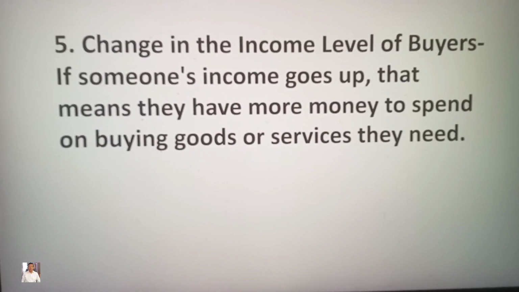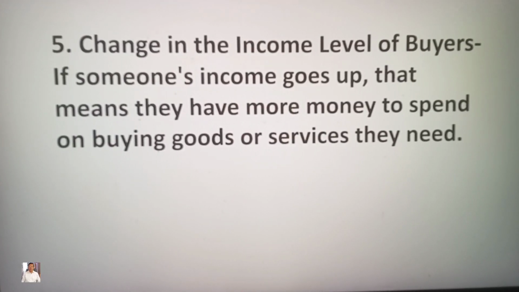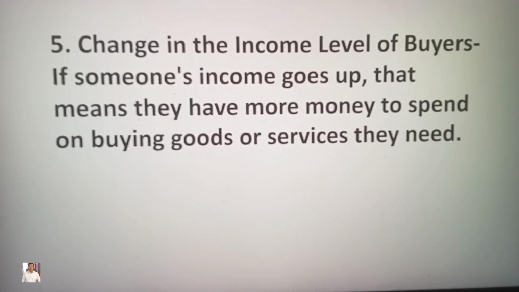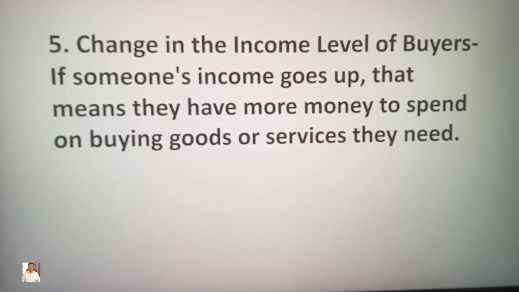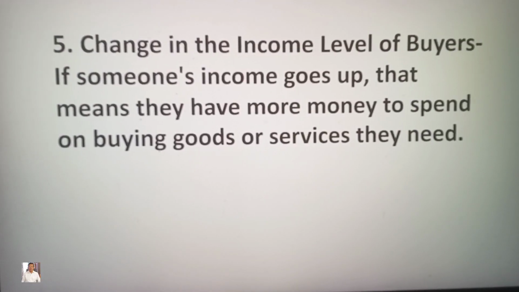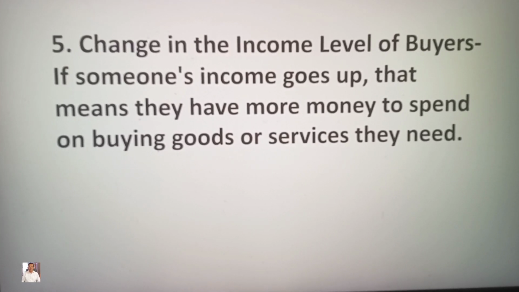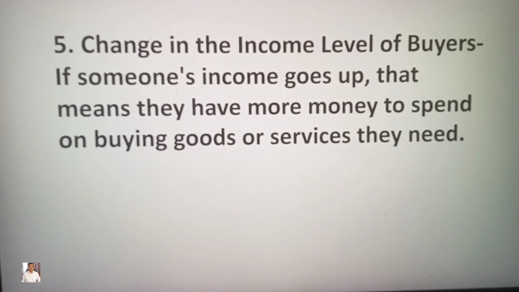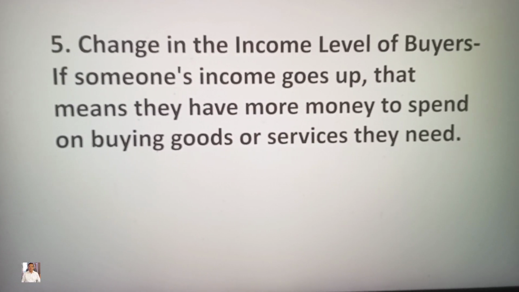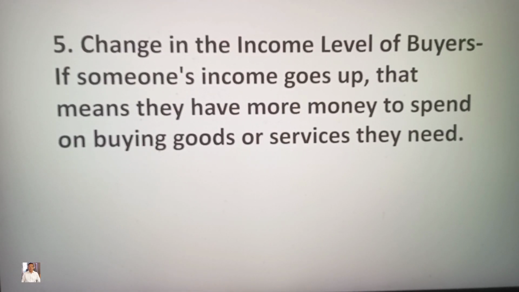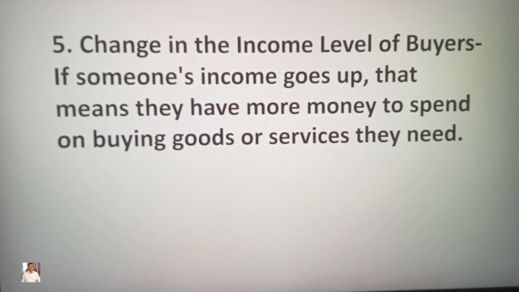Fifth, change in the income level of buyers. If someone's income goes up, that means they have more money to spend on buying goods or services they need. If the income level of many people goes up at the same time, there will be a lot more money people will spend and the demand curve will shift to the right. The opposite will happen if the income level drops. There will be less money to spend and the demand curve will shift to the left.